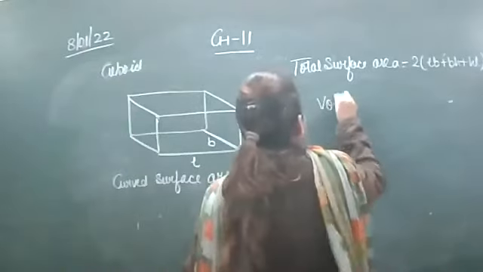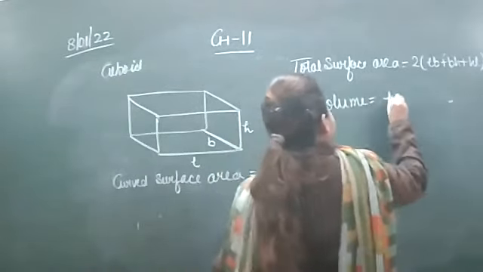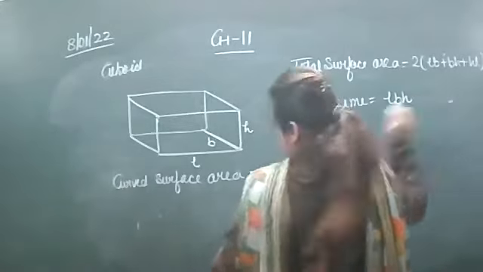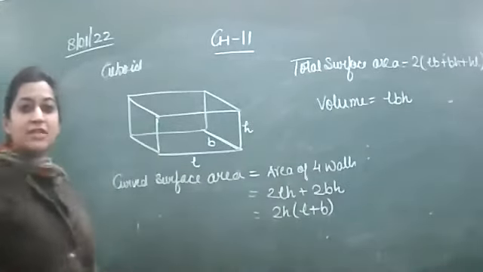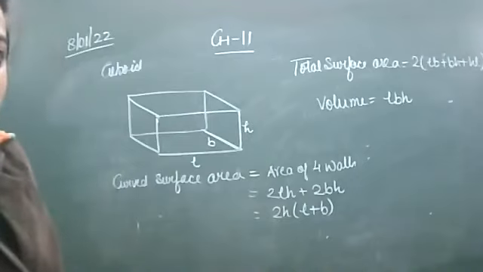Next thing is volume. Volume is L into B into H. All will be multiplied. Please draw this figure and note down these things so that we can start with the another formula.